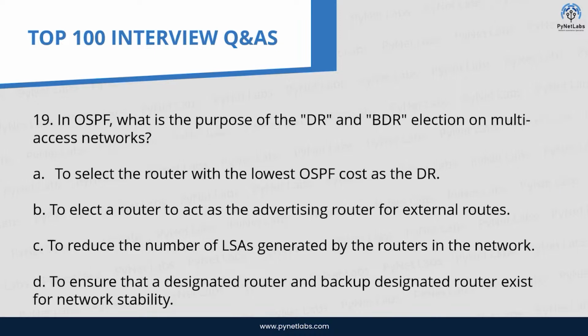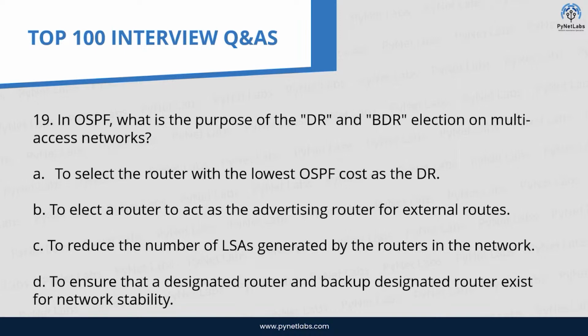Now back again on the 19th question, the second last question of the Q&A series. It says: in OSPF, what's the purpose of designated router and backup designated router election on a multicast network access? So over here, the last point I'm reading says to ensure that a designated router and a backup designated router should exist for network stability. Okay, I don't think that's correct.